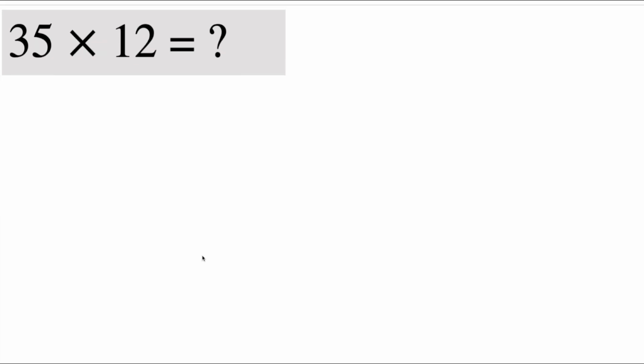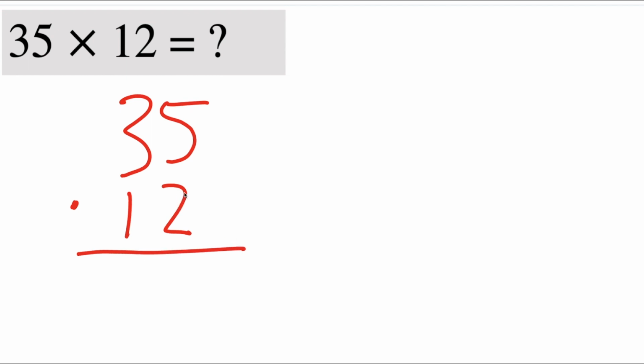And now we'll do the second problem, very similar. So we first rewrite this as 35 times 12. Again, this is similar, but it's a little bit different. So we take our 2 and we multiply 2 times 5 and we get 10. So the ones category is a 0, but we said 10, so we got to put a 1 on top. 2 times 3 is 6, plus 1 is 7.